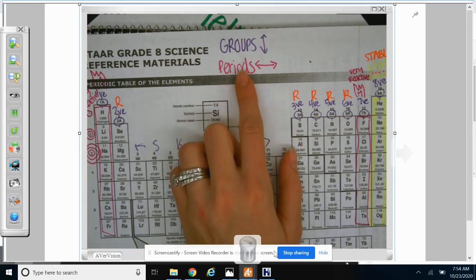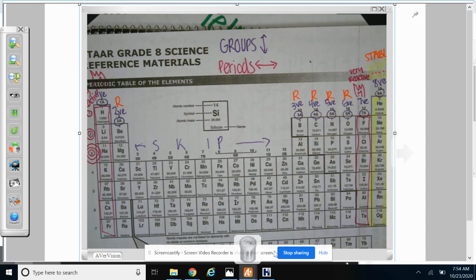First thing you need to know is groups and periods. Then you can start to understand reactivity.